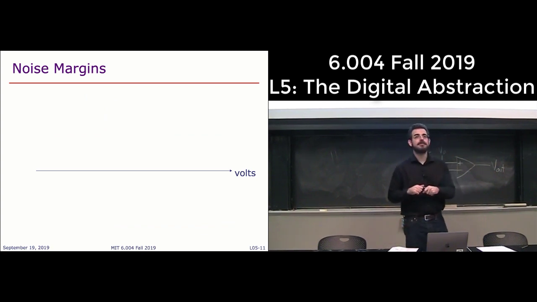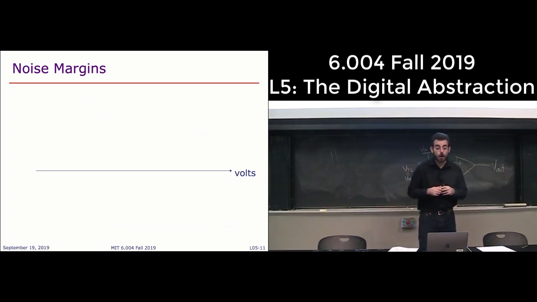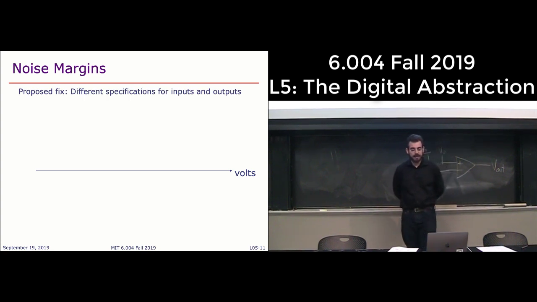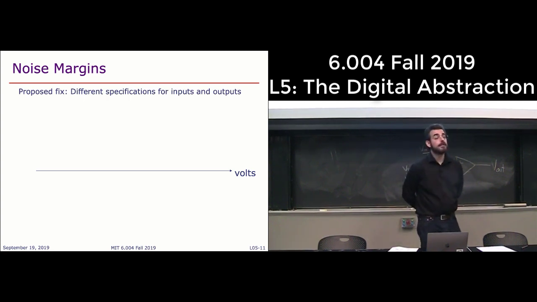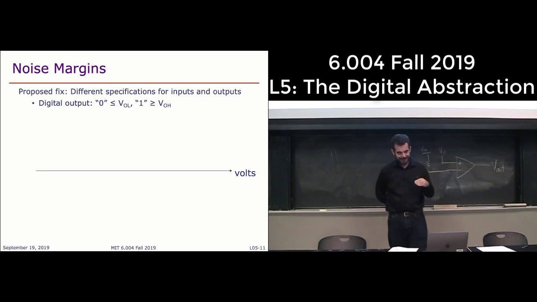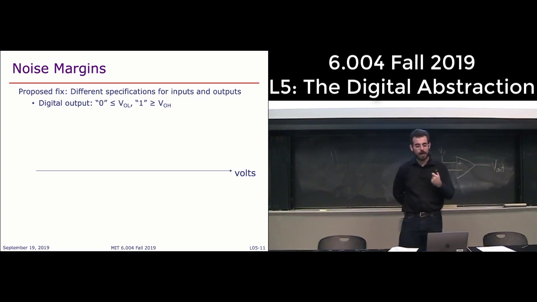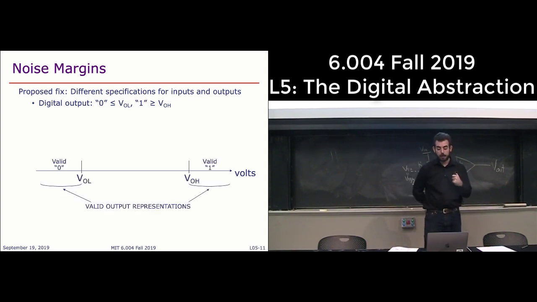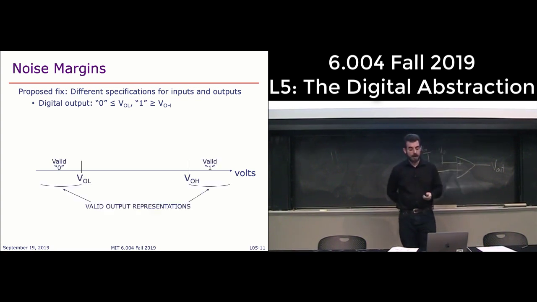So let's formalize this. This actually gives rise to the notion of noise margins. What we're going to have is a specification that differs for inputs and outputs. For an output, instead of VL and VH, we're going to call these levels VOL and VOH, and we're going to say that a digital output must produce values that are at most VOL to be valid digital zeros, and at least VOH to be valid digital ones. So essentially we have this range of valid output representations, right? This is a valid 0, this is a valid 1, and this is an invalid output.